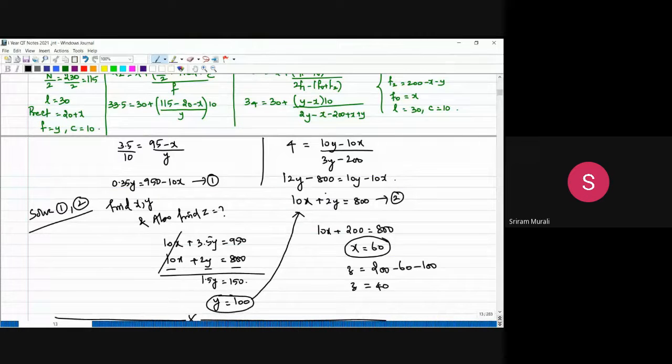If y is 100, what is x? Substitute y is equal to 100 here, you will get to know what is x. Having found the y and x, substitute in z. Z is 200 minus x minus y, we will get 40. Any questions? No, sir.